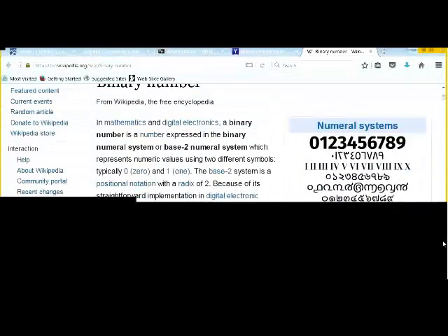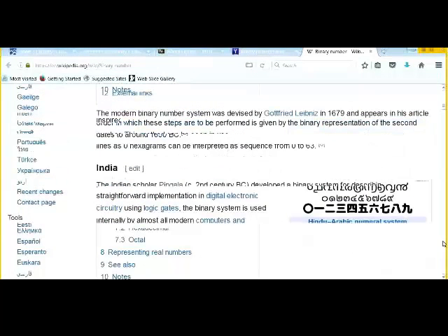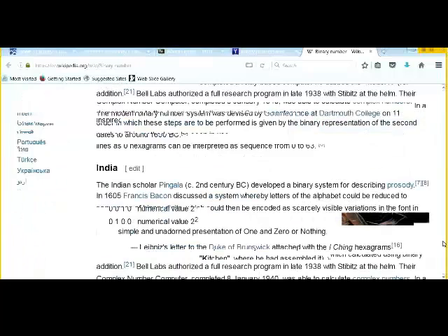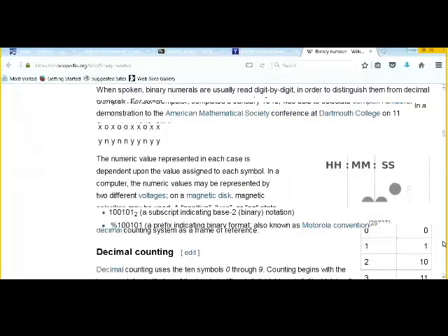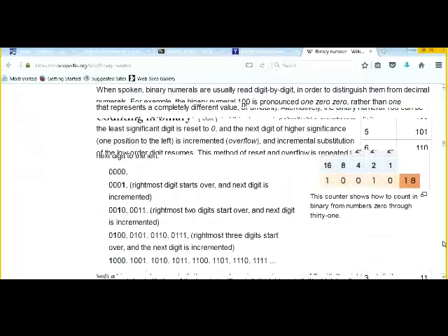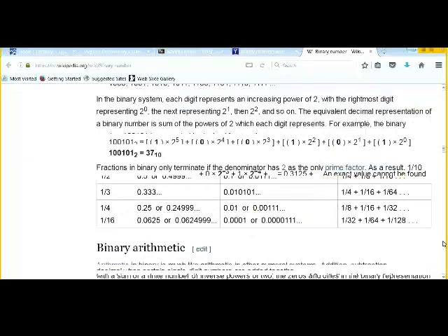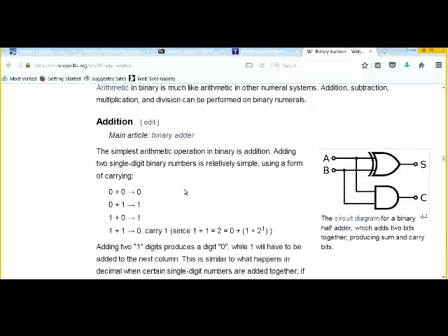And so what I'm going to do here is I'm going to just show you something. If you go down here and you look at binary stuff, it talks about how you deal with fractions. Here it talks about addition.